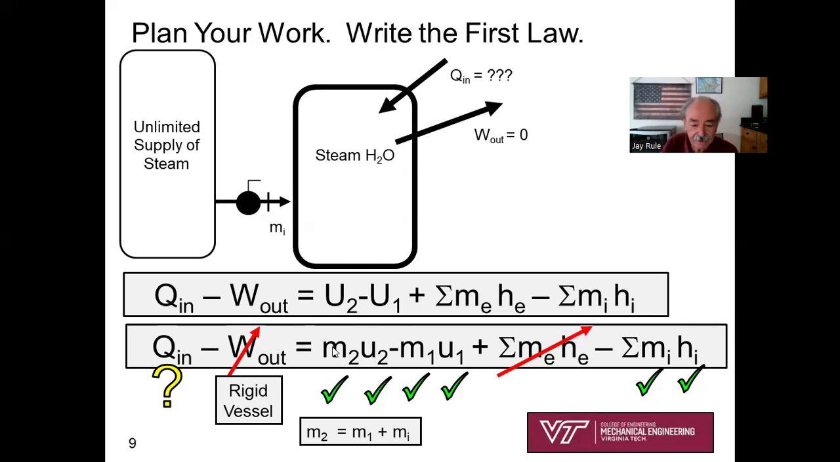I think you can see that m2 is going to be easy. U2, we're going to be able to figure out what little u2 is. m1, we're going to be able to calculate that. Little u1, we're going to be able to look it up. The sum of the m dot leaving, h leaving, well, there's nothing leaving. Look at the sketch. I strike that out, minus the sum of the m in, h in. Well, there's only going to be one mass in and one enthalpy in, mi. So in a lot of ways, it's going to be relatively easy once we've planned our work.